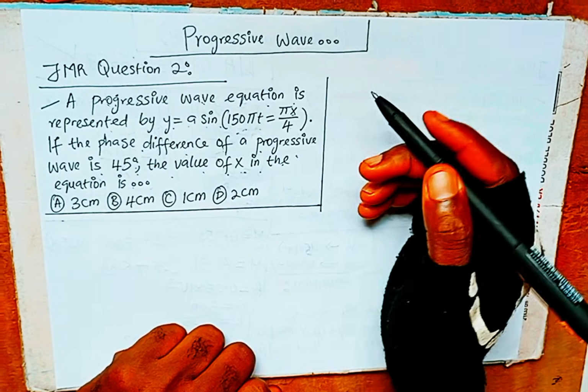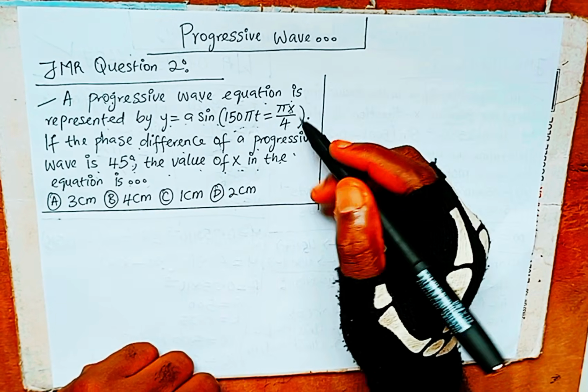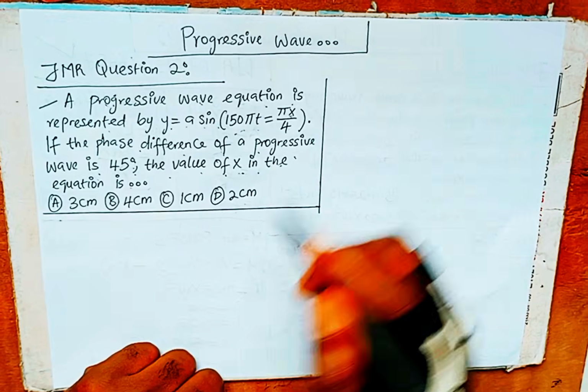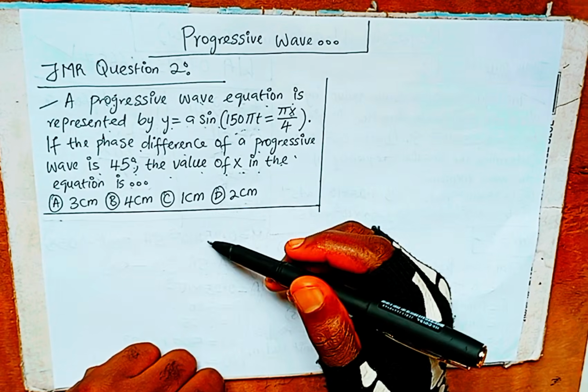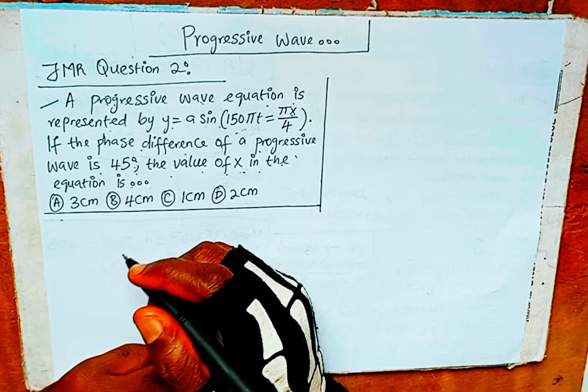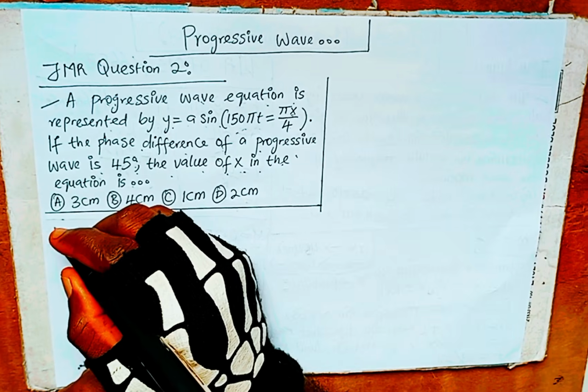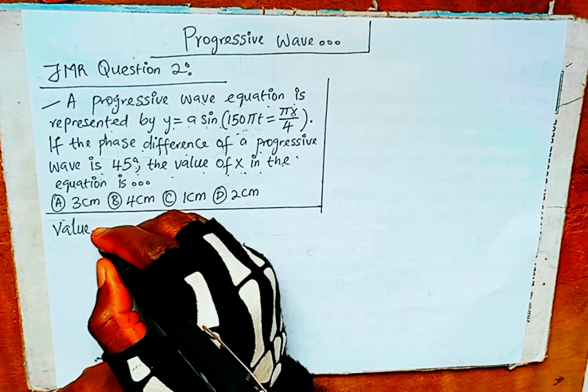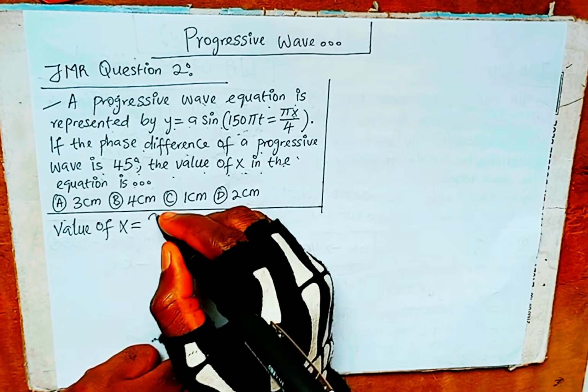What is the value of s in the equation? This s here, what's the value? All options are represented in centimeters. So first of all, we find what they say we should find: the value of s is equal to what?